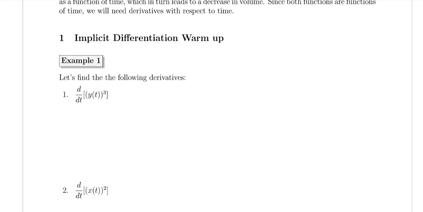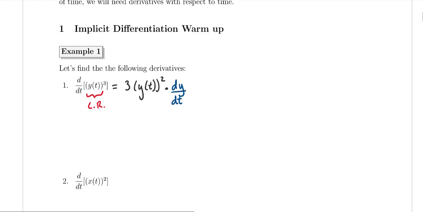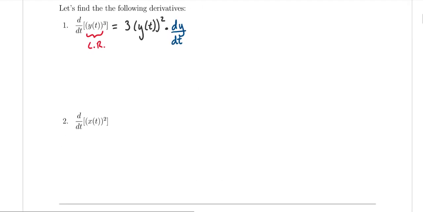Problem number 1 asks us to find the derivative with respect to time of y of t, cubed. So when working with these problems, we can see that y is a function of time, or t, and it is being cubed, so we need a chain rule. So the derivative here would be, we bring down the 3, y of t squared times, very important here, guys, remember it's the derivative of the inside, so it is going to be the derivative of y with respect to t.